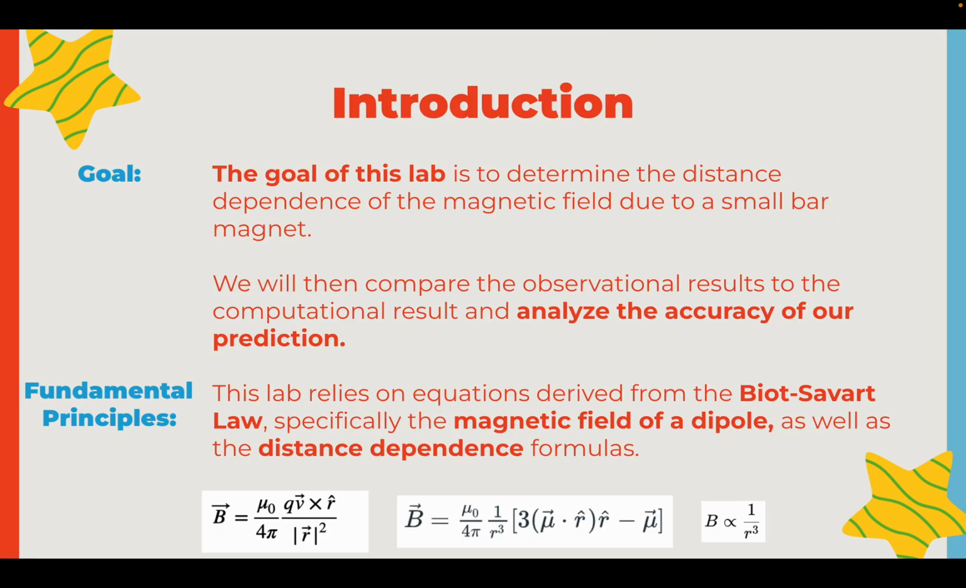Introduction. The goal of this lab is to determine the distance dependence of the magnetic field due to a small bar magnet, and then we will be comparing our observational results to our computational results and analyzing the accuracy of our computational prediction. This lab relies on equations that are all derived from the Biot-Savart law, specifically the magnetic field of a dipole and the distance dependence formulas.